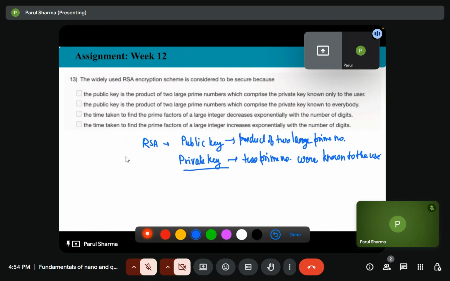So the first option is correct. The next statement is: the public key is the product of two large prime numbers which comprises the private key known to everybody. So the private key is not known to everybody, it is known to the user only.